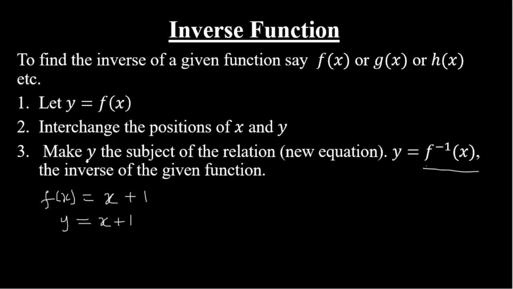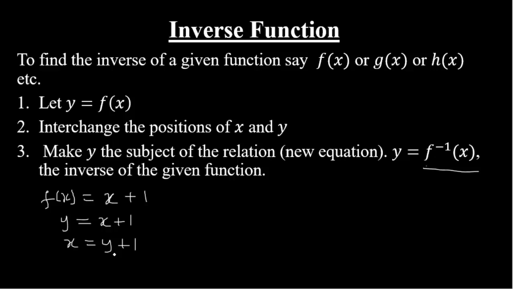After letting y be equal to the given function, the next step is to interchange the positions of x and y. That means wherever you see x, you put y there, and wherever you see y, you put x there. So the equation becomes x is equal to y plus 1. After interchanging the positions of x and y, you make y the subject of the new equation that you have.